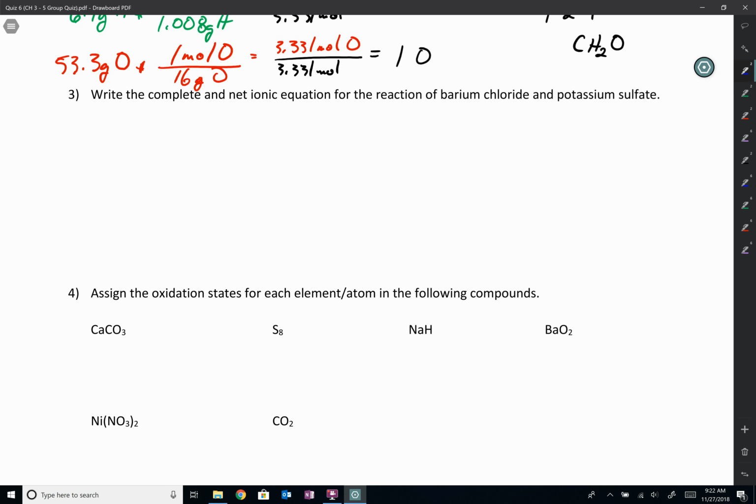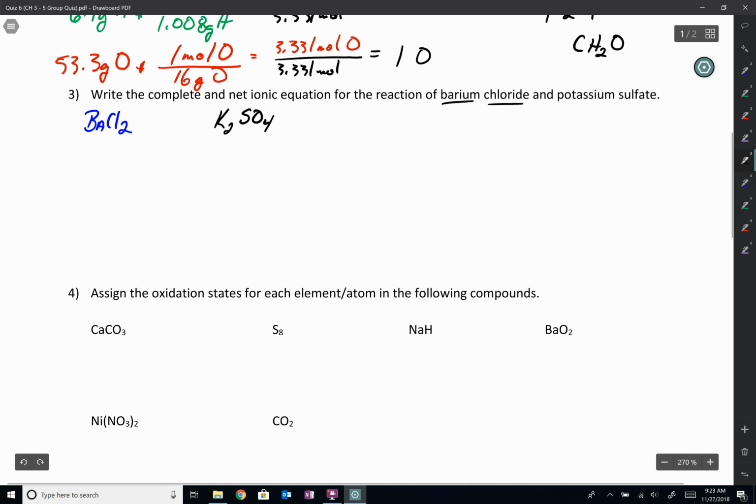So first thing we need, right, is we've got barium chloride. We need to know what the molecular formula is, and potassium sulfate. Okay, there they are. These are both ionic compounds, right? It's a metal and a nonmetal, a metal and a nonmetal, or an anion and a cation, right? If they're ionic compounds, when you put them into water, they're going to dissolve, right? So they're going to break apart.